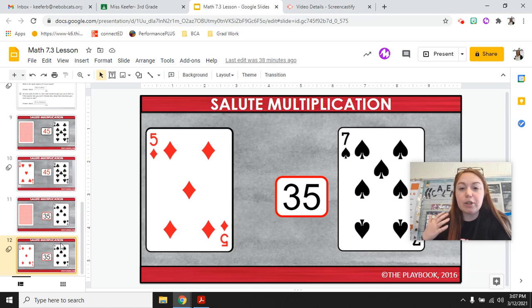So remember with salute, whenever you see a problem like that, it'll say what the 1 card is. It'll say what the total or the product is, and you're trying to figure out the other card. You're not adding, subtracting, you are multiplying. So 7 or whatever that card is times what number would equal that product. So just a quick review of salute.